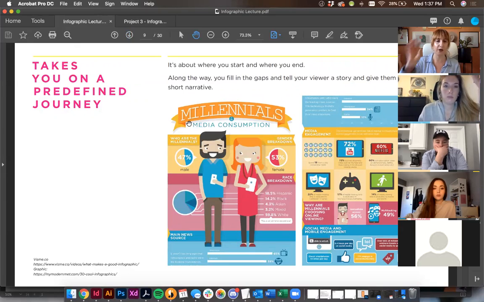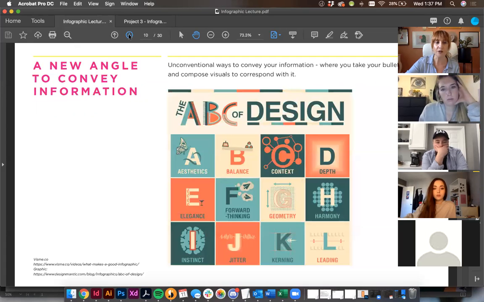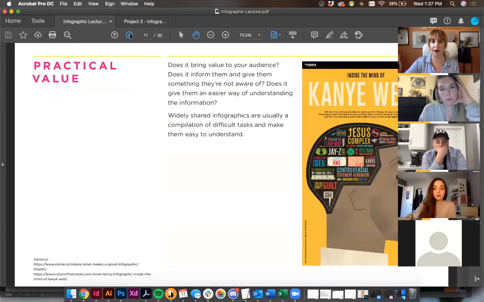Some infographics, you start with your big idea and then you have the endpoint. So maybe it is climate change and you're talking about the problem and then you're talking about the solution, and then the insides where all your little itty bits and pieces are going to go. New angle to convey your information, how you think information is most absorbed in a quick and easy way.